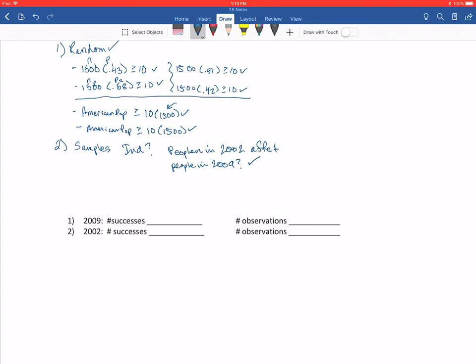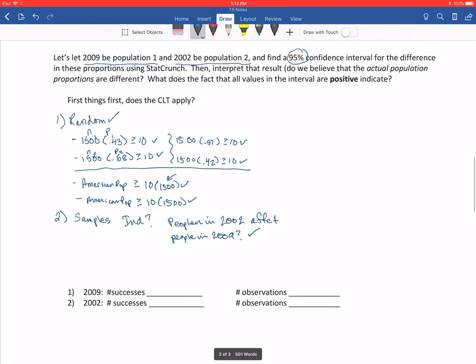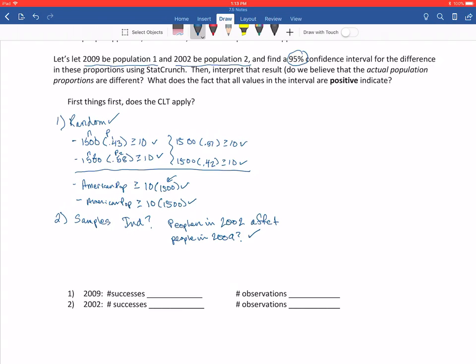Okay, so once we've checked all of the conditions, we basically need those successes and observations for each sample. So let's see, we're going to have to do a little bit of calculating there. Our number of observations for each of them is 1,500. And then how many successes were there? Like how many people said they agreed here?